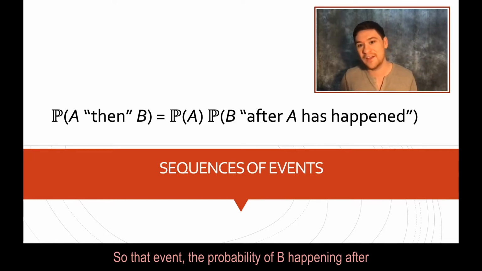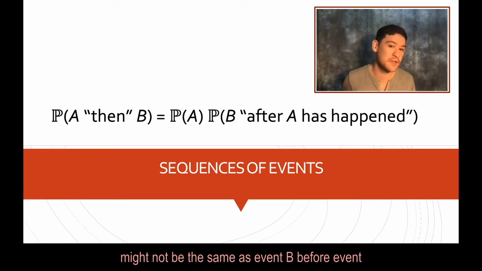So that probability of B happening after event A has already happened might not be the same as the probability of event B before event A has happened.